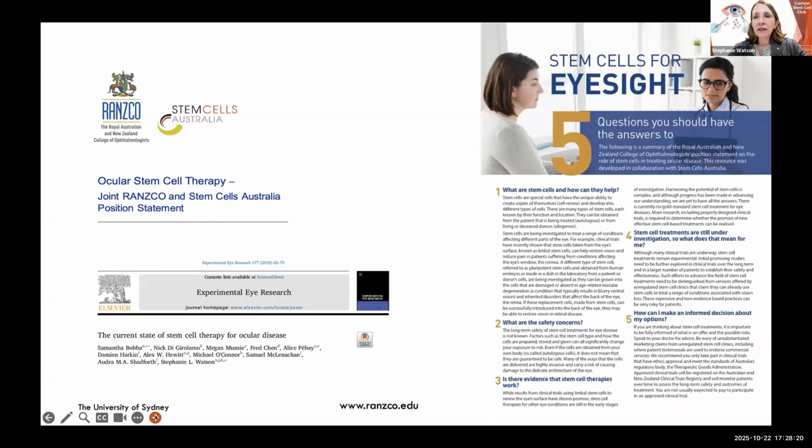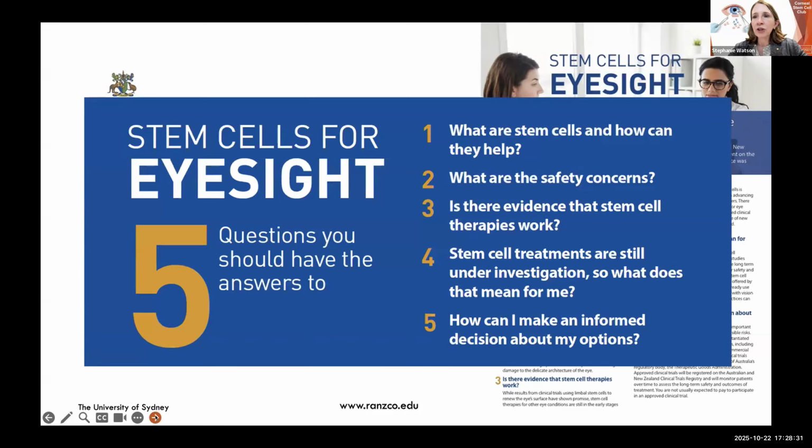So we created these resources for patients and the profession seeking to know more about stem cell therapies and whether they're safe. And this flyer, which highlights 5 questions that a patient can ask their practitioner if they're thinking about a stem cell therapy. It's important to know whether the therapy is regulated, what evidence is for its success, and what will happen in the long term.